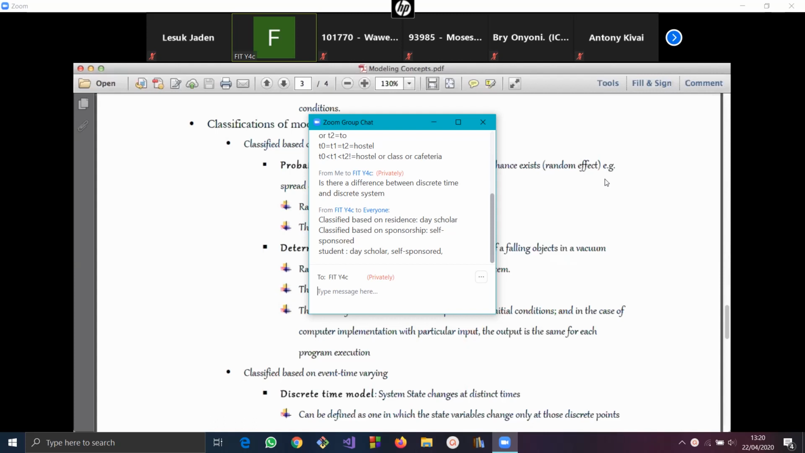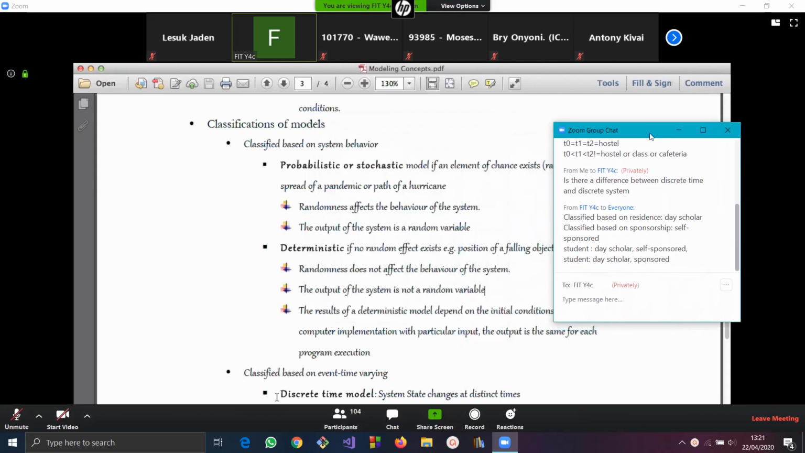So what does it mean? It means a student, or I can also have a student again who's now a day scholar, now sponsored, right? Sponsored. You see, at that particular case, what are we seeing? We are saying sponsorship is a subset of the classification based on residence, something like that. So that is basically what I'm trying to come up with down there.